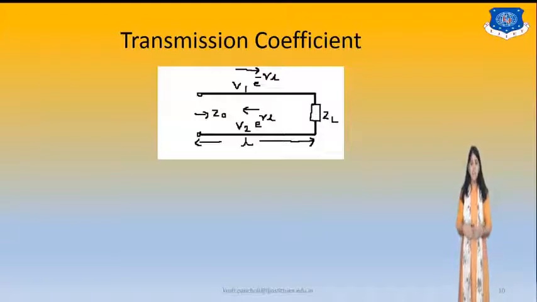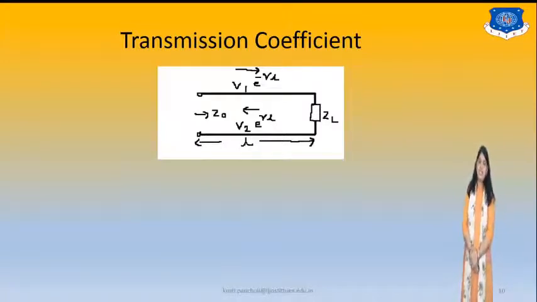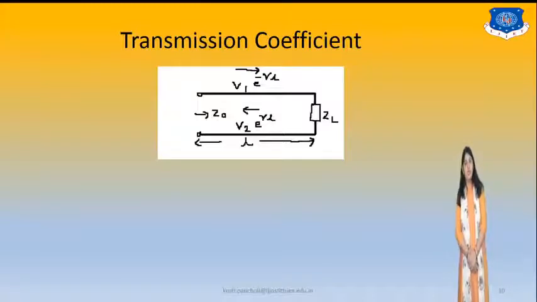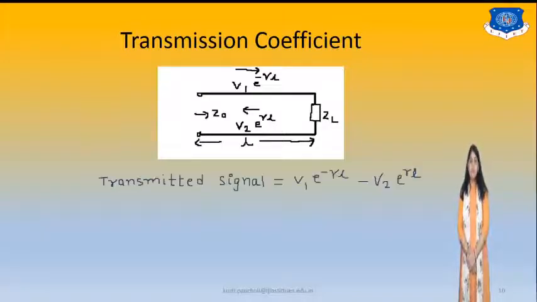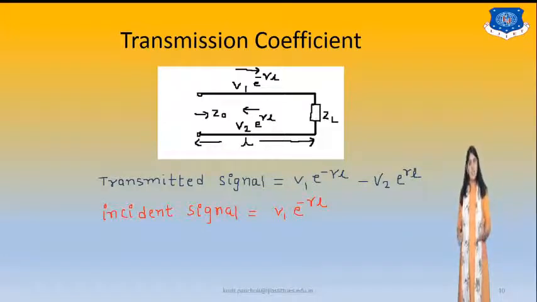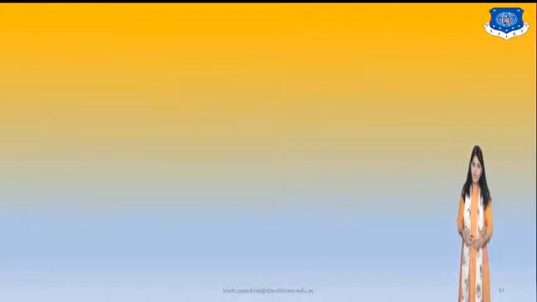Now here we are considering the diagram. In that, Z0 is the input impedance, ZL is the load impedance connected at the load end, and the length of this transmission line is L. The value towards the load is V1 e raised to minus gamma L, and the value towards the source is V2 e raised to gamma L. So the transmitted signal is equal to V1 e raised to minus gamma L minus V2 e raised to gamma L. The incident signal is V1 e raised to minus gamma L.